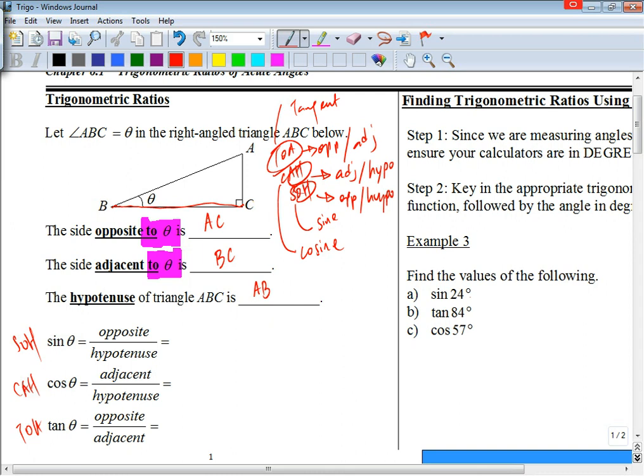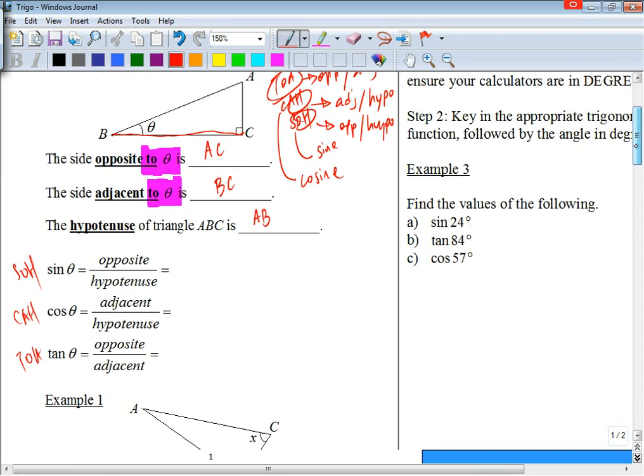It helps you remember what is in the numerator, what is in the denominator. So let's start with the first one. If I say sine theta, so we are looking at SOH, S-O-H, opposite over hypotenuse. What is the side that is opposite to theta? AC. So this is AC over AB.